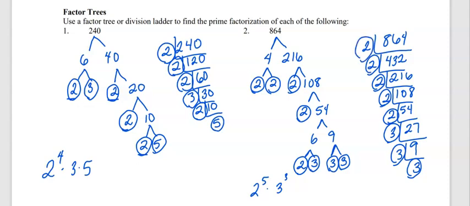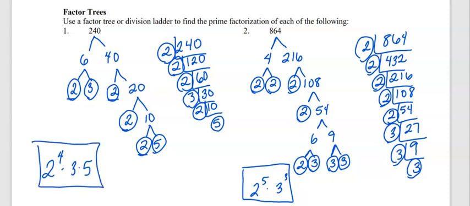And if I look at what all gets multiplied back together to give me 864, it's the same factorization of 2 to the 5th times 3 to the 3rd. So these are the two boxed answers for the prime factorization of these two numbers.